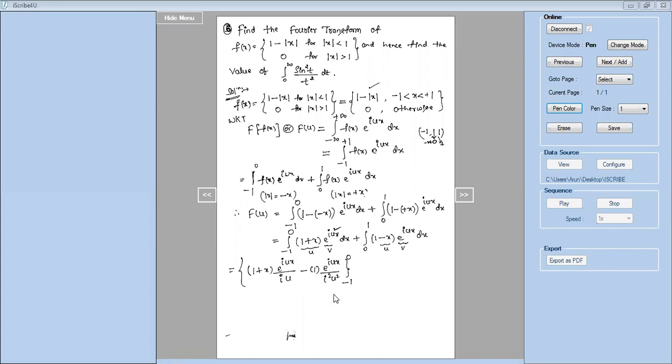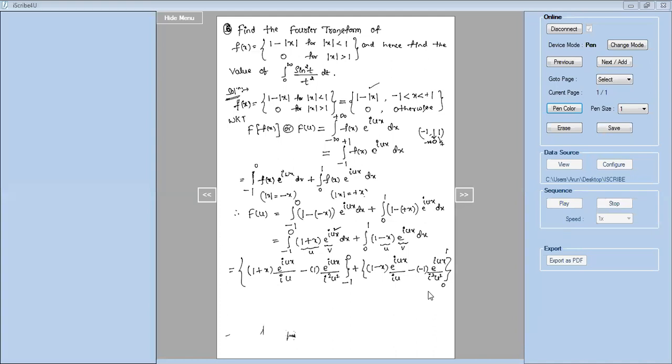Now similarly for the second one, u means 1 minus x into integration of e power iux, which is e power iux by i u, then minus, so differentiation of 1 minus x, 1 is 0, x is 1 here, so you get minus 1 into integration of e power iux, which is e power iux by i square u square. So this is between the limits 0 to 1. Right. So this is by using the Bernoulli's rule of integration.